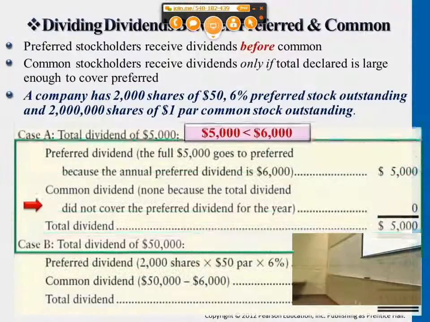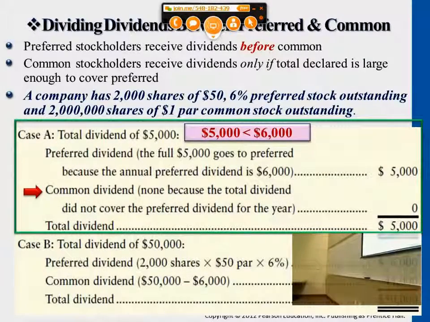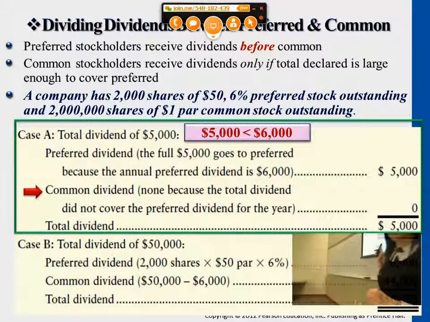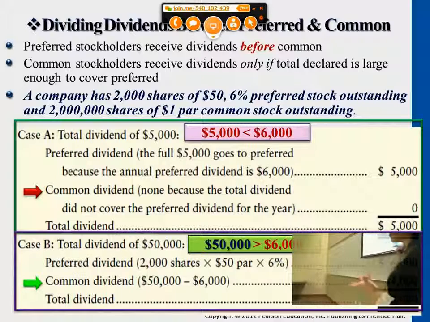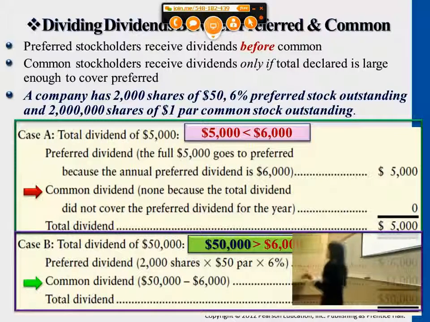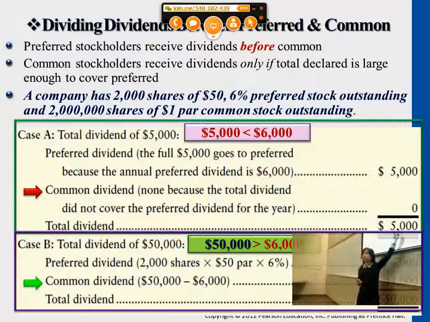Okay, now another thing for dividing dividends between preferred and common, here's two examples. It looks very complicated, but really it's very simple. So if a company declares, in the first example, $5,000 of dividends. Second example, they declare $50,000 of dividends. So these are two cases, $5,000 dividends, $50,000 dividends.